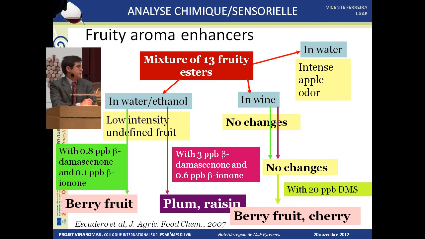We just add a bit of beta-damascenone and beta-ionone, and suddenly in water-ethanol a berry fruit note appears. This is not a strawberry, it's not apple, but it is a very interesting odor. But still in this particular wine, it wasn't enough. So then we add more of the enhancer. The funny thing is that in the hydroalcoholic solution, we then perceive clearly plum and raisin, which in fact is the smell of beta-damascenone. So in this sense, apparently the 13 esters were enhancing beta-damascenone. But still in wine, there was no change.